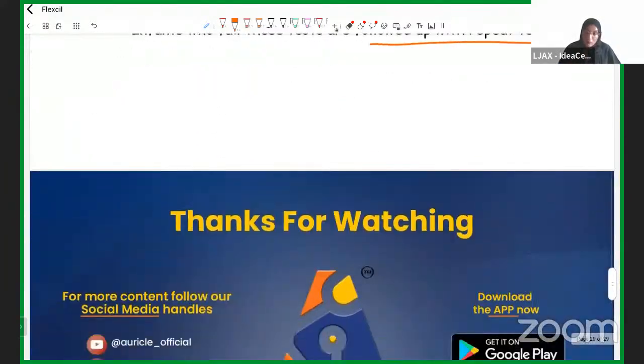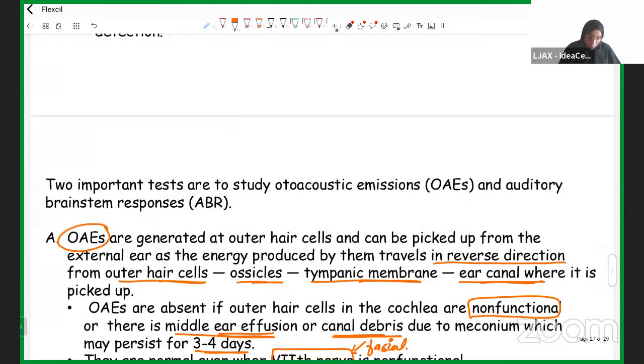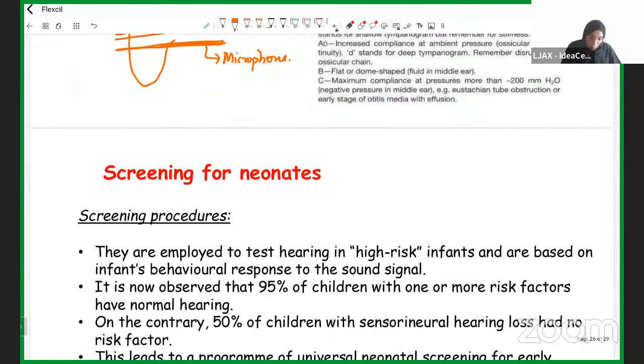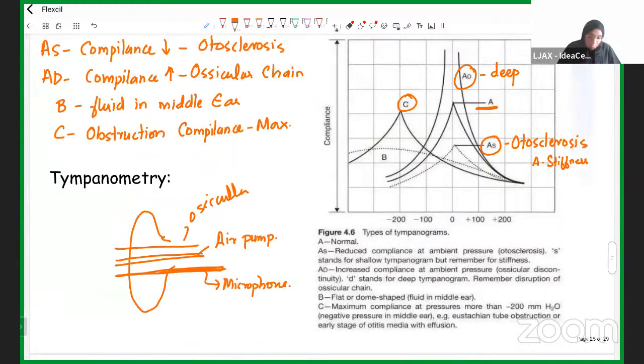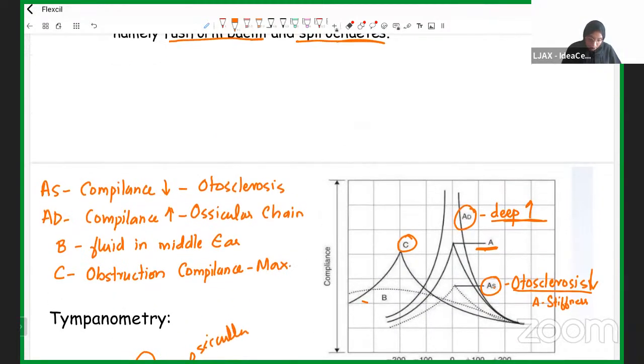I think we are done with the topic. We'll just have a small brief overview of the topics. We have learned screening of neonates. We have learned tympanometry. A wave is normal, remember. AD is a deep wave, AS is a shallow wave. AS is seen in otosclerosis, and AD is seen in ossicular chain disruption. Compliance is increased in AD and compliance is decreased in AS. B is an indication of fluid in the middle ear.